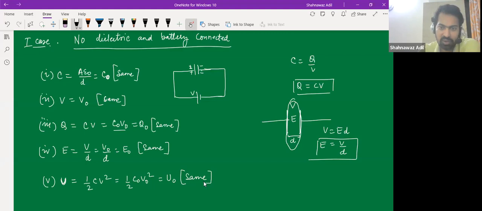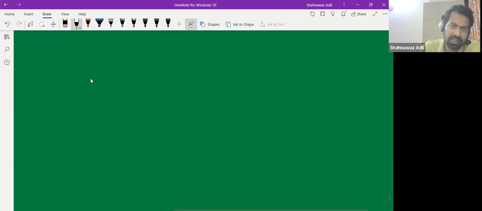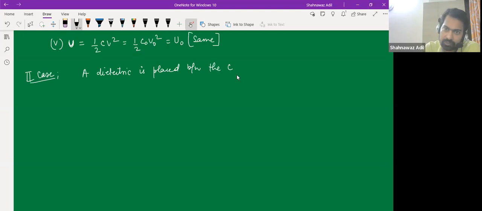Yes, sir. Okay, so now the next scenario, the second case. We saw that in the first case nothing has changed; everything is constant. Now the second case is that a dielectric is placed between the capacitor plates and the battery is connected.